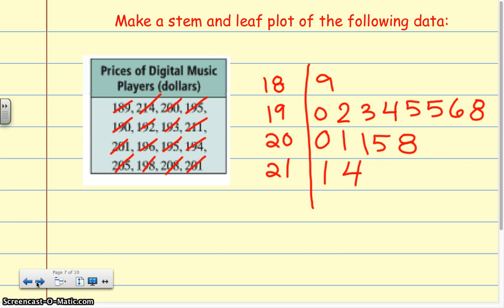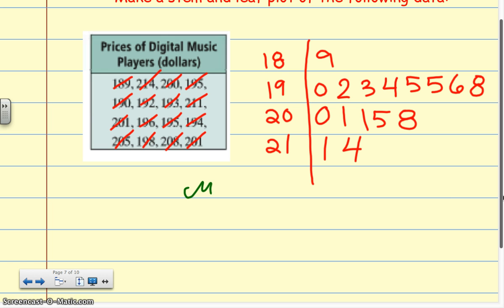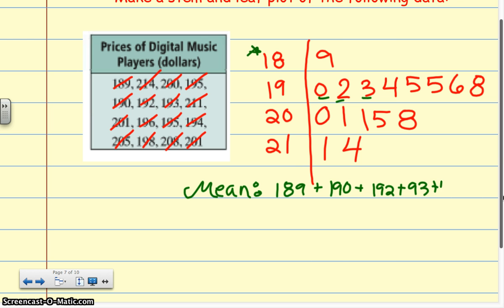Now what I can do with this is find the mean. I'm not going to spend the time to do it, but this first one here represents 189, so I would go 189 plus 190 plus 192 plus 193 plus 194, and then I would continue on and divide by how many there are. How many there are, you just count the leaves. So it would be 1, 2, 3, 4, 5, 6, 7, 8, 9, 10, 11, 12, 13, 14, 15, 16. There are 16 numbers here.